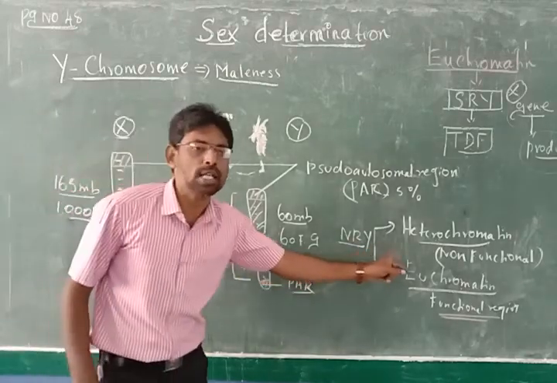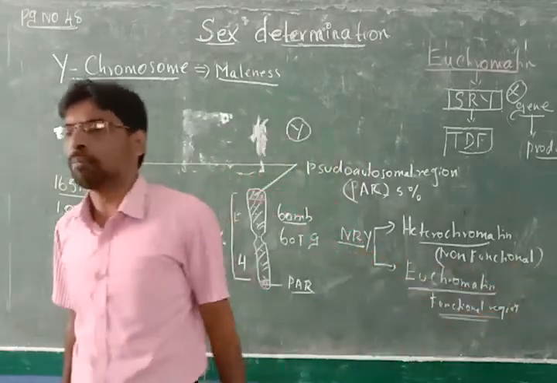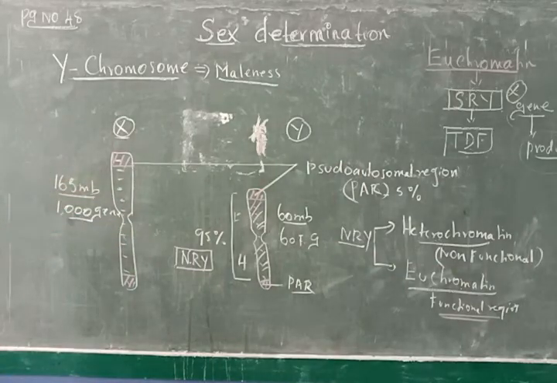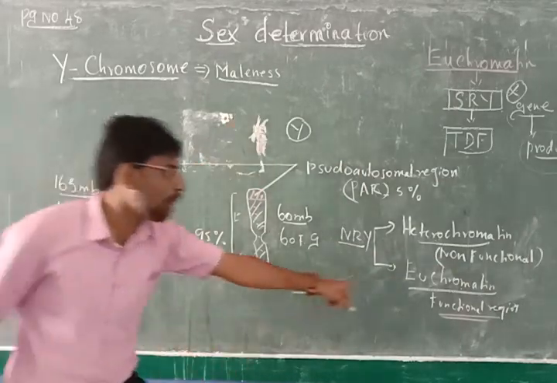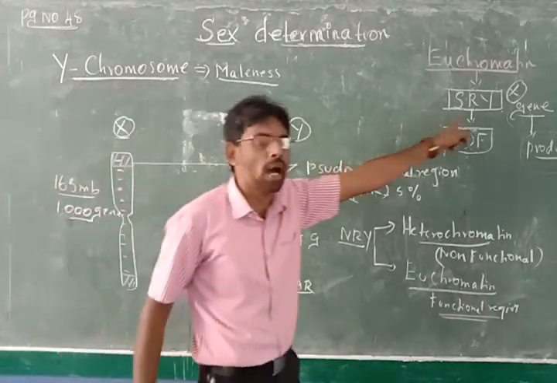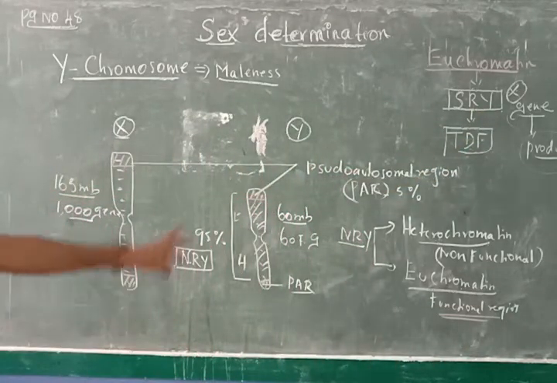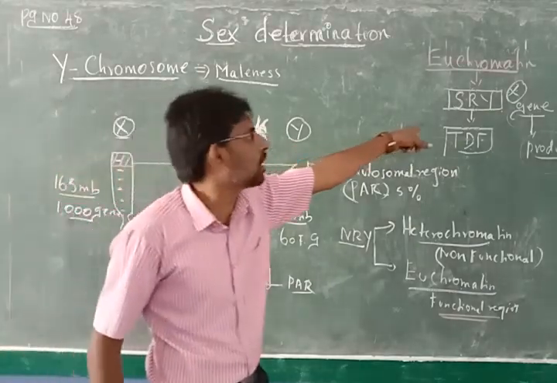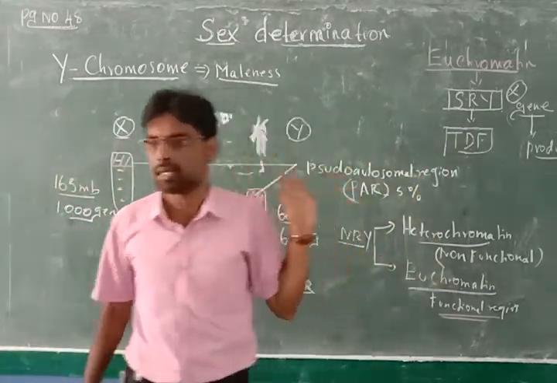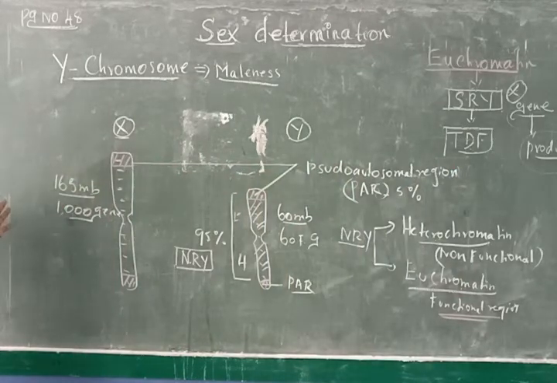Now this will have two things, one is called euchromatin and another one is called heterochromatin. Heterochromatins are non-functional, that means it does not have a gene for function in the sense to decide the maleness. So euchromatin only is a functional region, that means it has a gene called SRY gene. And the SRY gene is located only in the euchromatin, and the very important function of this SRY gene is to decide the maleness. So this is absent in the X chromosome. That is the reason no maleness is decided by the X chromosome.